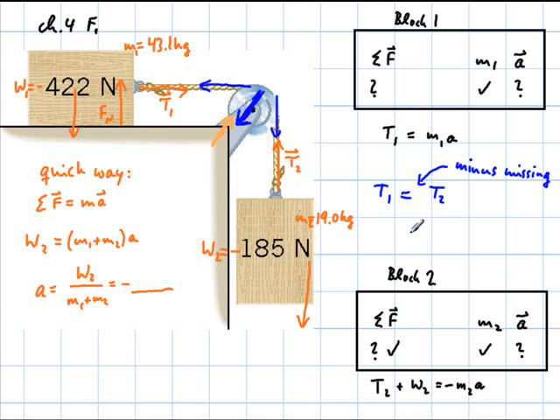Anyway, for the algebra, actually it helps to just say T1 equals T2, because now what I'm going to do is I'm going to plug in here M1 times A on the left hand side, and on the right hand side I'm going to plug in negative M2 times A minus W2. You can see that at the bottom here. So I just solve for T2.